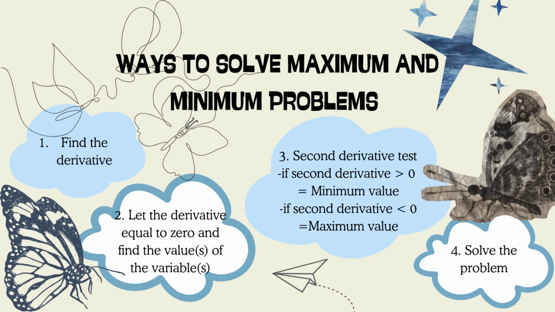If the second derivative is more than 0, that means it is equal to the minimum value. But if the second derivative is lesser than 0, that means it is equal to the maximum value. Finally, the fourth step is after you have finished gathering all the information needed, you can start solving the problem.